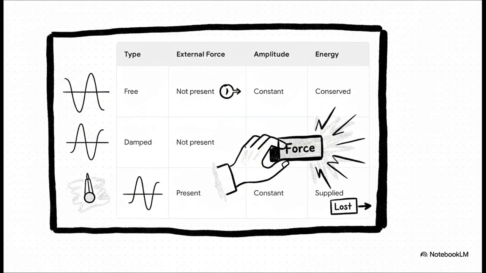Free vibrations have no outside force, so in a perfect vacuum, their amplitude stays constant. Damped vibrations are what happen in the real world. Think of a swing slowing down. The amplitude gets smaller over time. But forced vibrations, that's the one to watch. An external force keeps pushing it so the amplitude stays constant. Seriously, just look at that external force column. That's the dead giveaway right there.